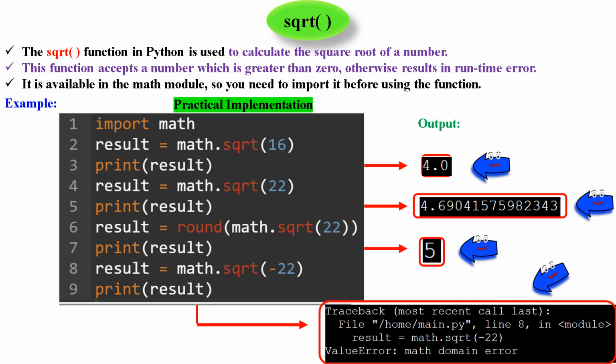In line 1, the import math statement imports the math module, making all its functions and variables accessible in the current script. In line 2 and 3, we use the math.sqrt function to calculate the square root of 16. The output is 4.0. In line 4 and 5, we calculate the square root of 22 using math.sqrt of 22, and the output will be 4.69041575982343.